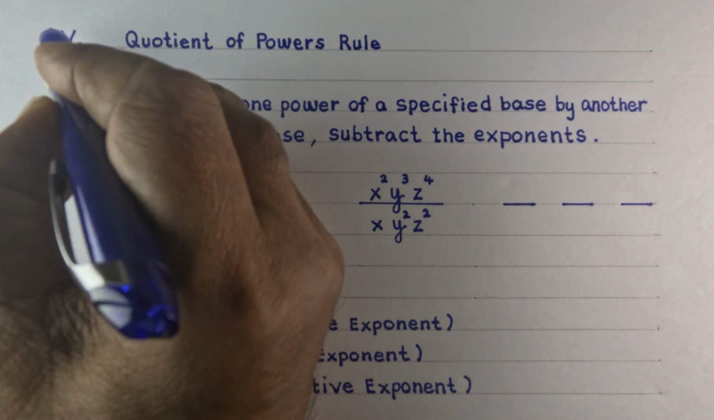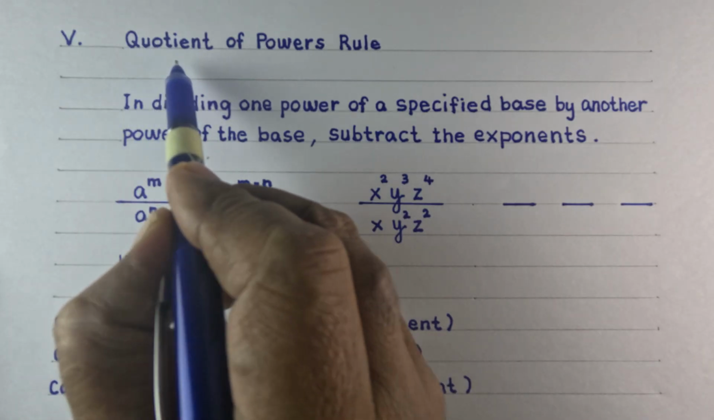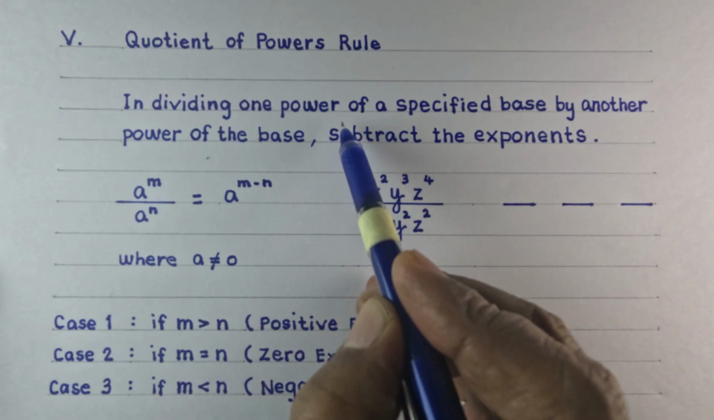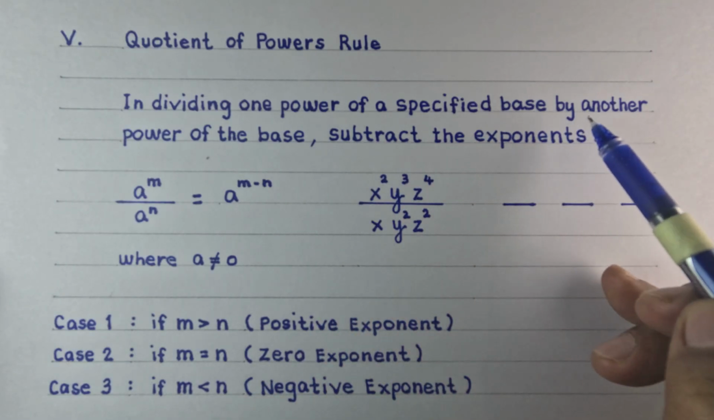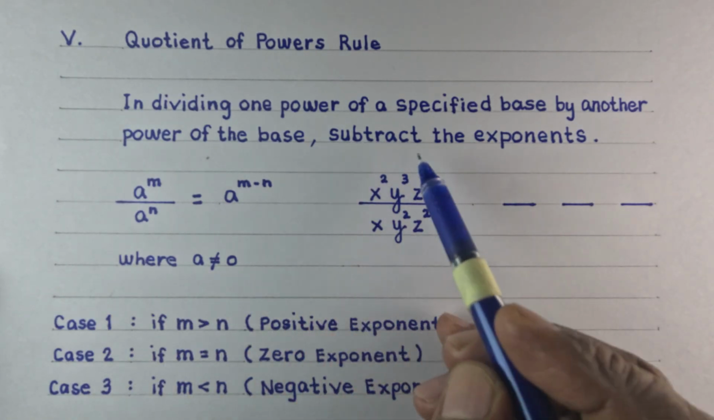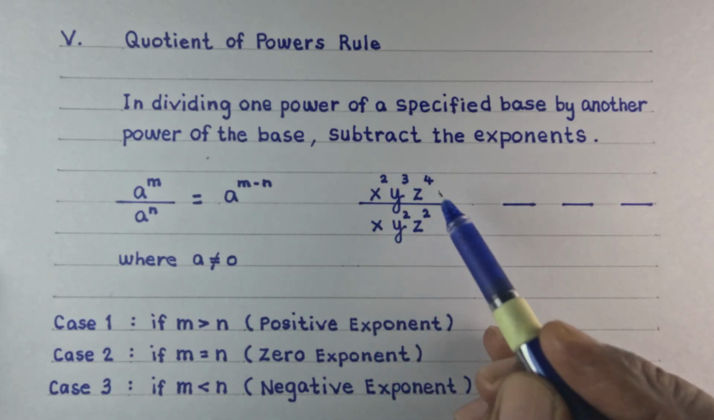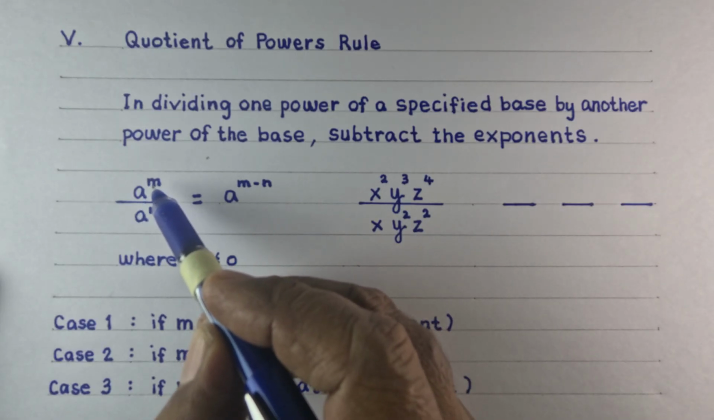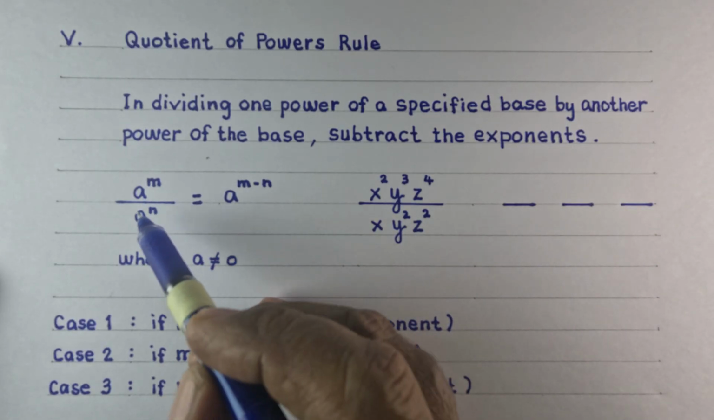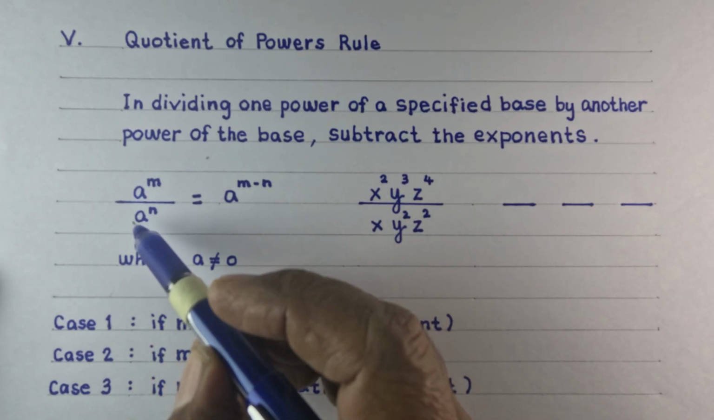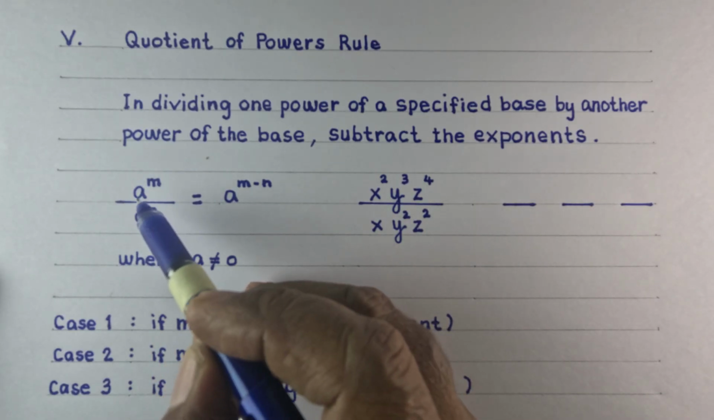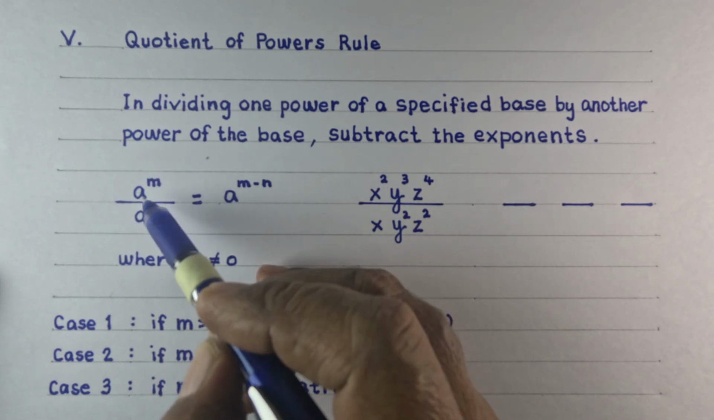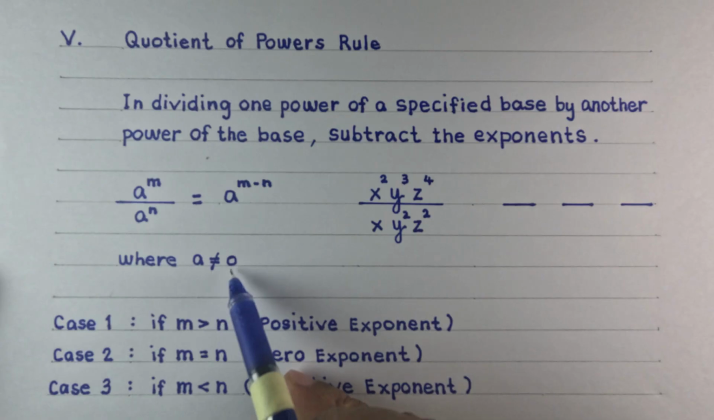The fifth law of exponents is also known as the quotient of powers rule. It states that in dividing one power of a specified base by another power of the base, subtract the exponent. So we have here a power expression a to the m over a to the n. Now both powers have the same base a. So this is a quotient of two powers of the same base, where a is not equal to 0.